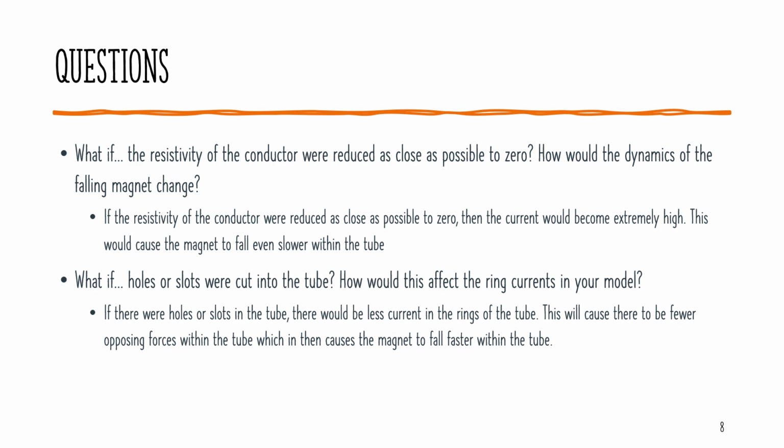What if holes or slots were cut into the tube? How would this affect the ring current in your model? If there were holes or slots in the tube, there would be less current in the rings of the tube. This will cause there to be fewer opposing forces within the tube, which then causes the magnet to fall faster within the tube.